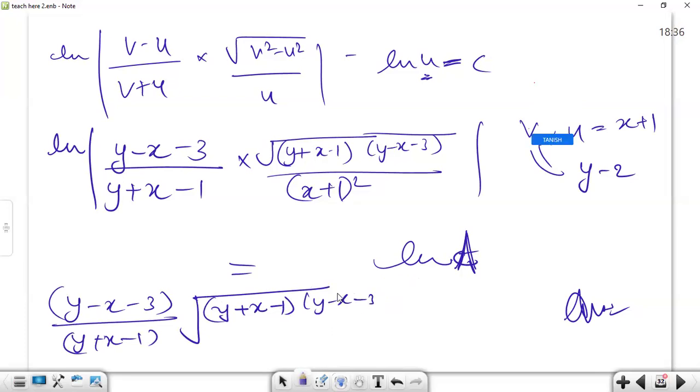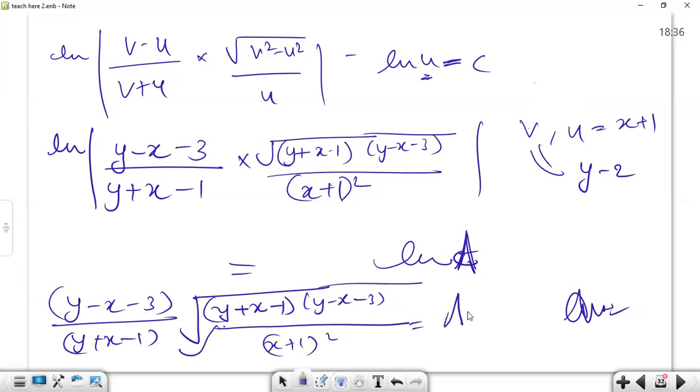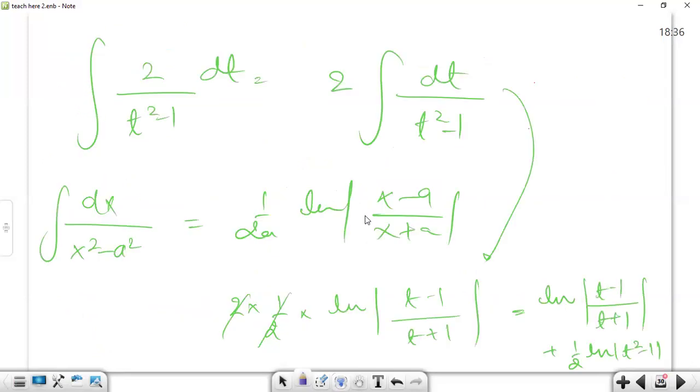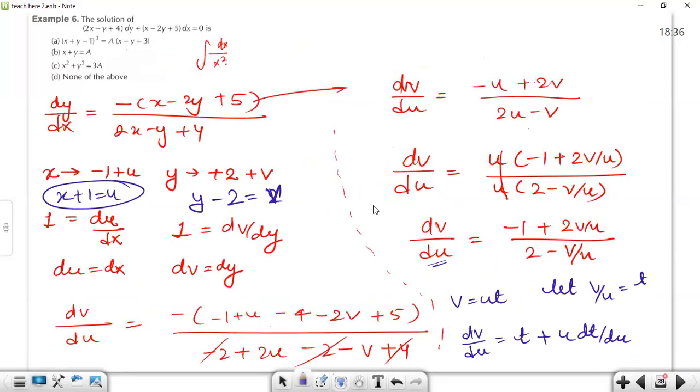Y minus of x minus 3 upon x plus 1 whole square. The square root is limited to the numerator only, and this is equal to a. So now let's try matching the answer to see if it matches any of the options. (x plus y minus 1) cube is equal to a into (x minus y plus 3).